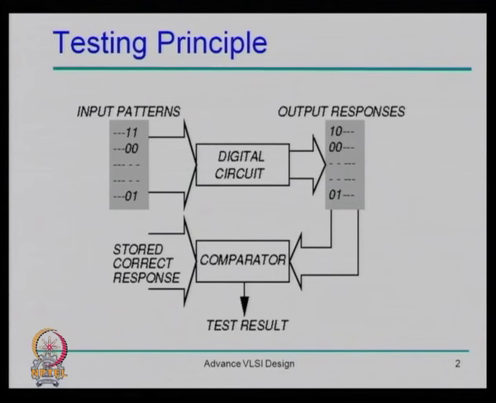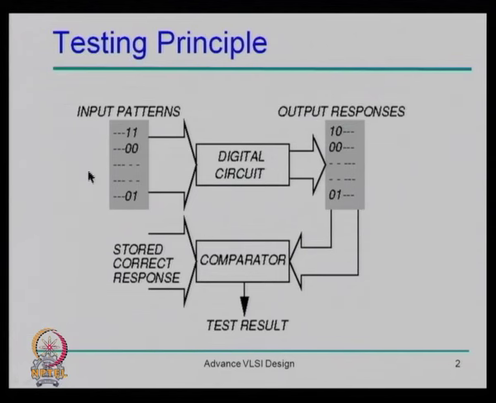Now let's look at the test application process. You develop a compact test set. That compact test set is stored on an automatic test equipment, which is a pretty expensive device. You apply that to your device under test, collect the test response, and then bring it back to the automatic test equipment. The automatic test equipment also stores the correct response of the chip, and then it compares it with the collected response. If there is a match, the device is good. If there is a mismatch, the device is bad, and then you have to throw that device out. So this is the basic test methodology.